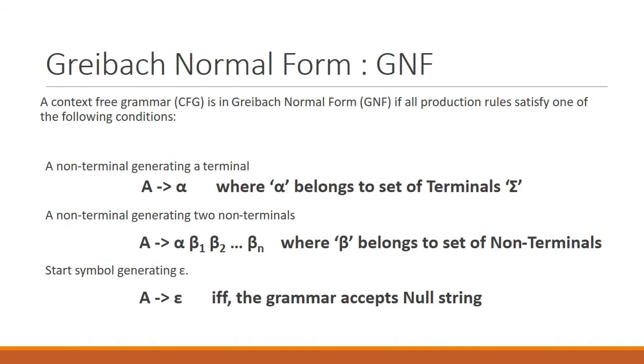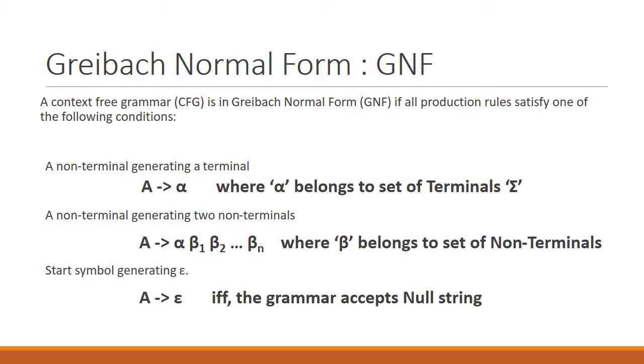So today's topic is the Greibach normal form. In the Greibach normal form, we have three standard production rules. Number one, a production can produce one single terminal. So any production which is producing one single terminal is acceptable in the Greibach normal form.